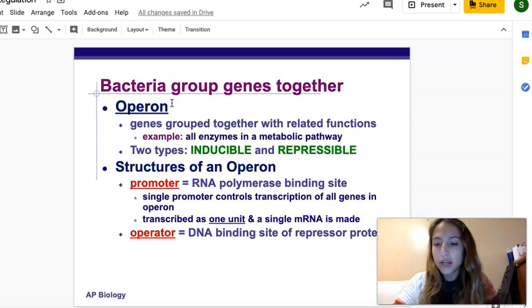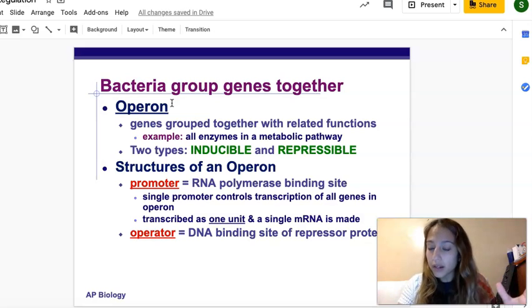For example, the digestion of lactose is one operon that has a lot of genes that code for enzymes that all work together so that bacteria can digest that lactose. So all of those genes are together in this operon. Okay, so genes grouped together with related functions. You can have an operon that's inducible, or you can have an operon that's repressible. The words should already tell you something.